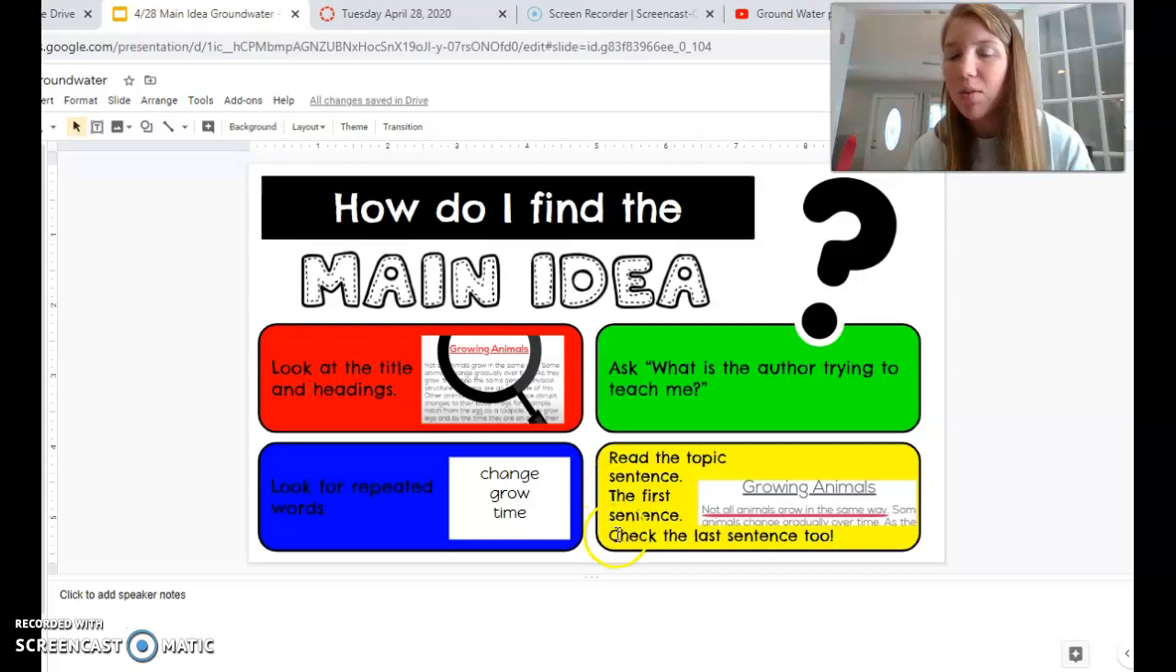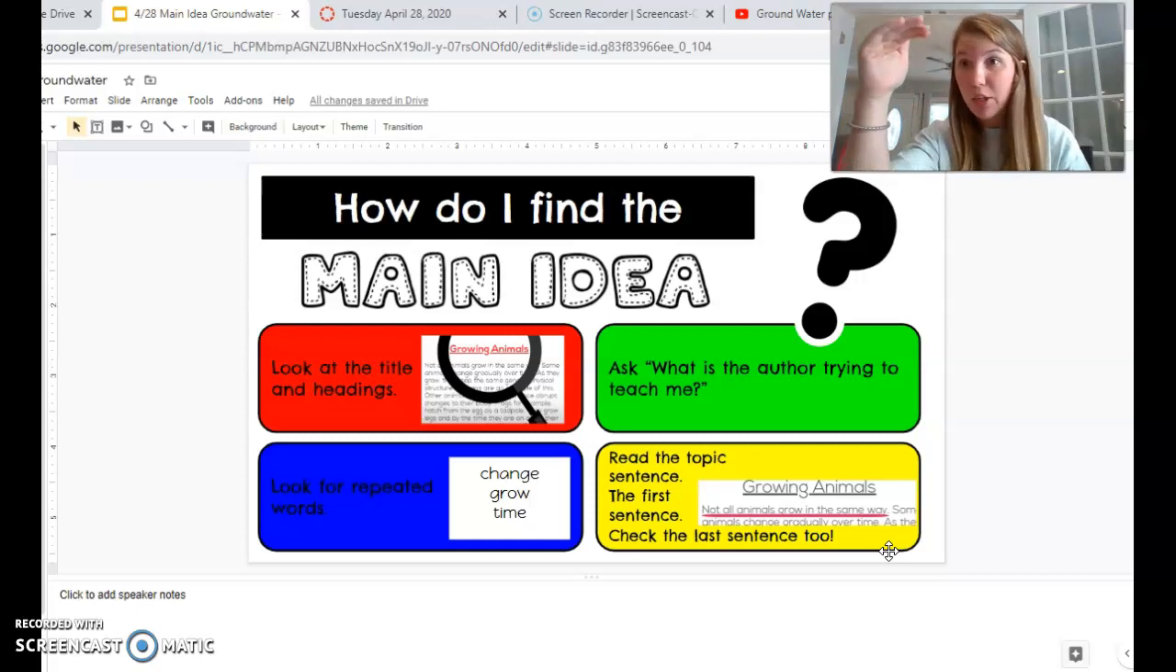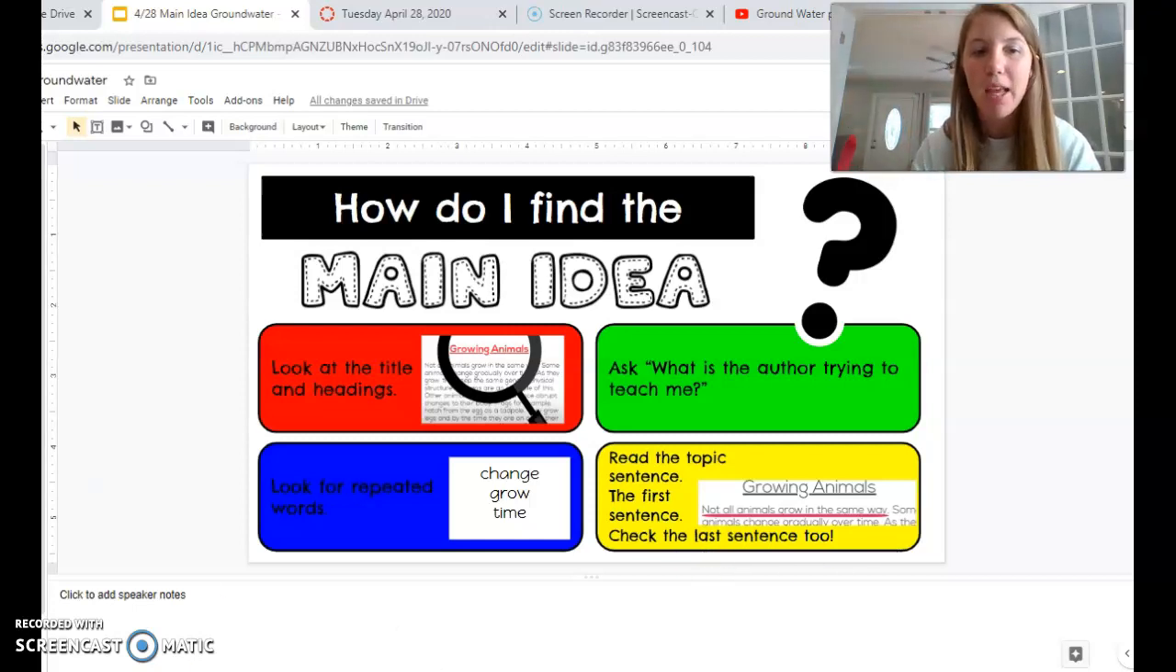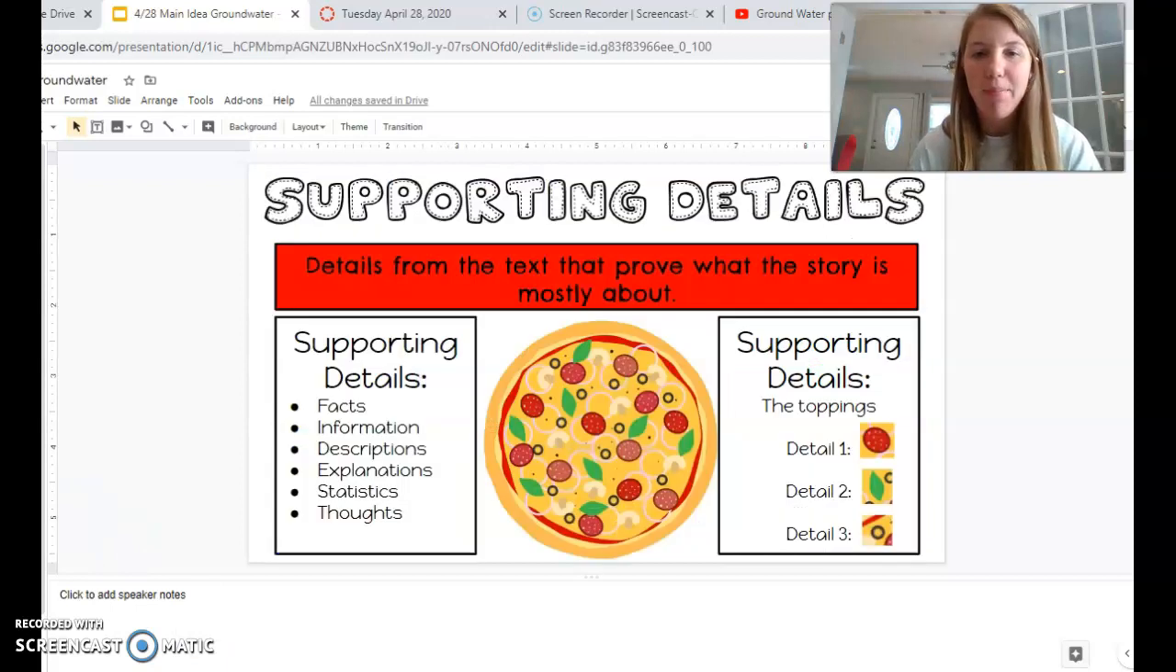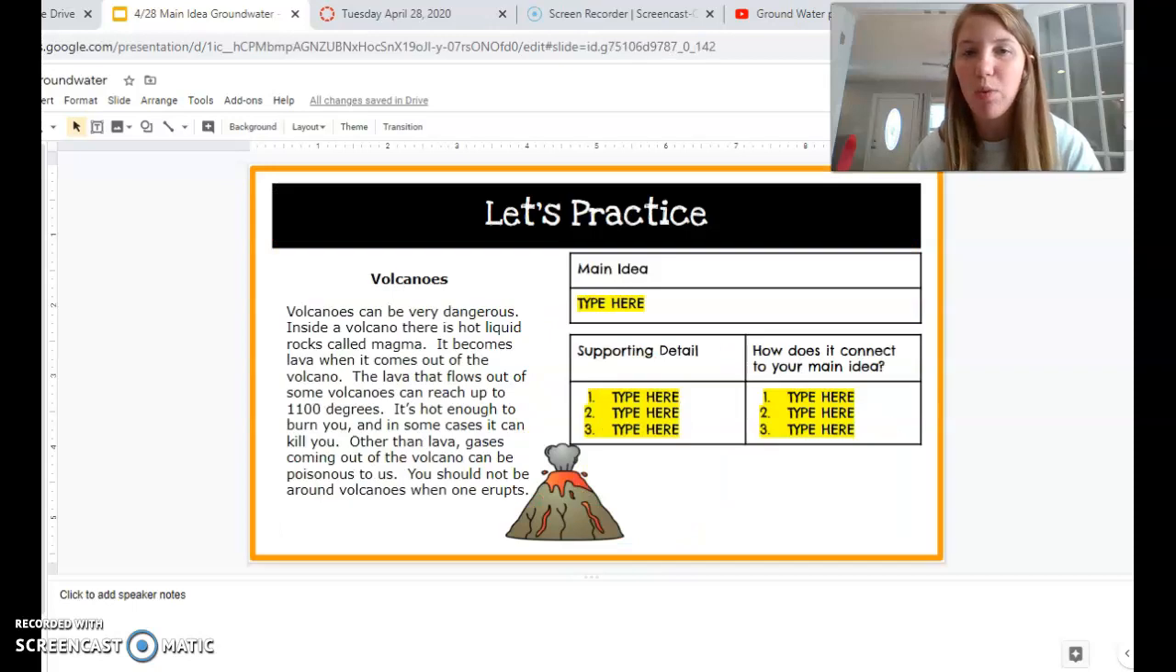Okay? So their first sentence is the topic sentence. And I also like to check the last sentence too, because remember when we were writing, we said, okay, now we're going to wrap up everything that we've already said in just one sentence. We're just going to wrap it all up. So authors do this as well. They put it in the first sentence and the last sentence. All right. We're going to come back to supporting details once we practice with our main idea.